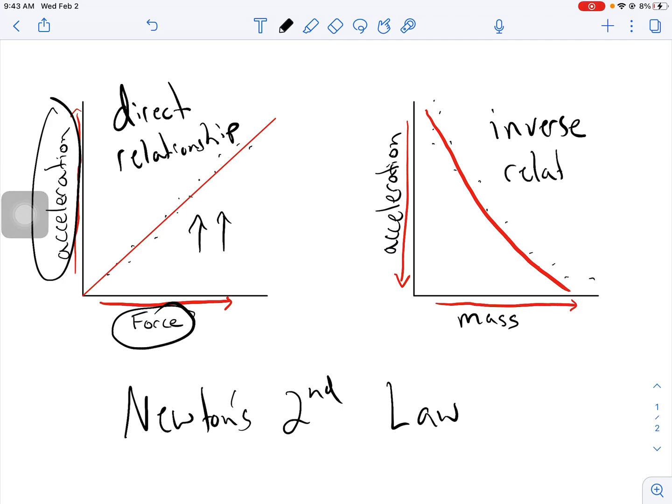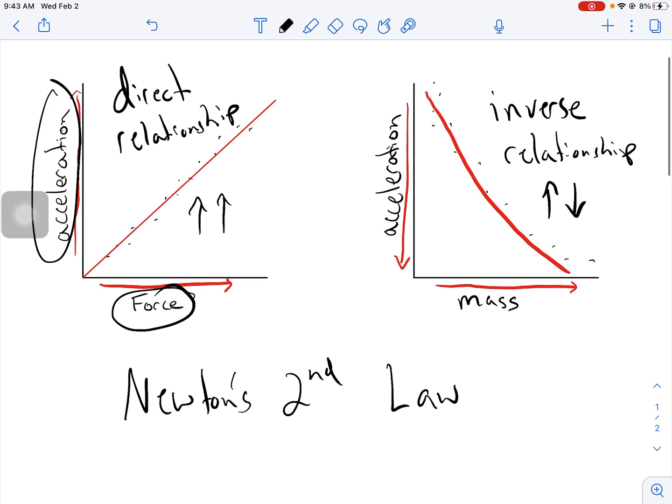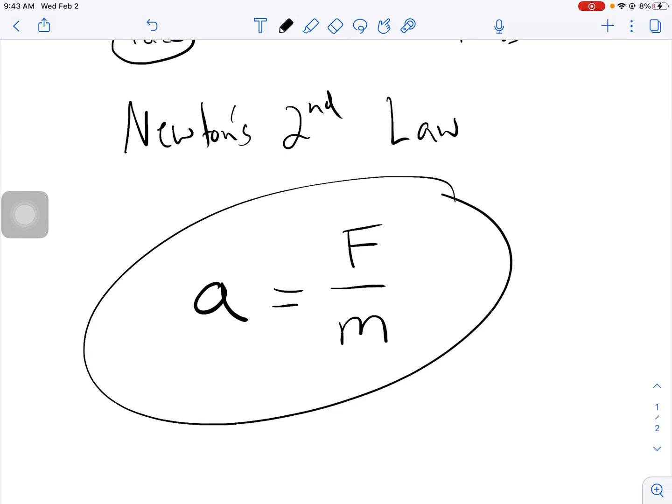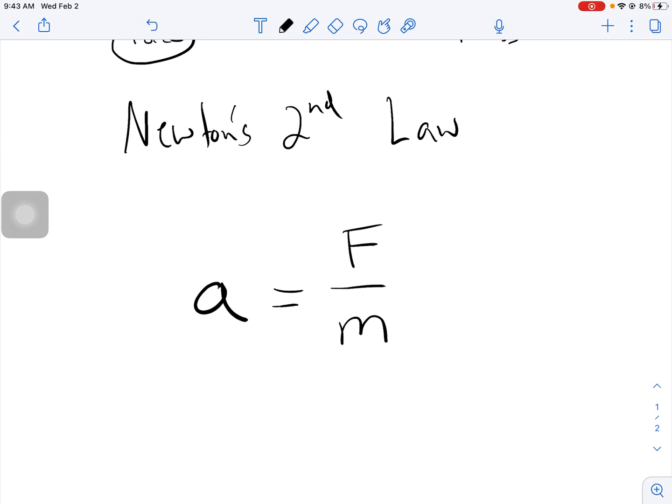If one thing increases, the other variable decreases. Now, why do we care? Because Newton put this into a special equation. Acceleration equals force divided by mass. And this shows the different relationships, and I'll show you how.